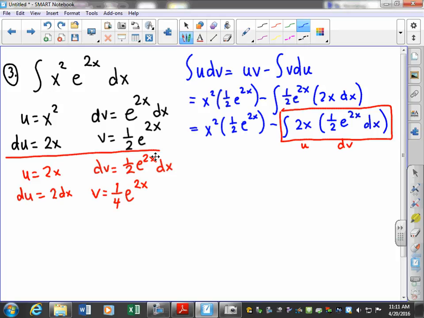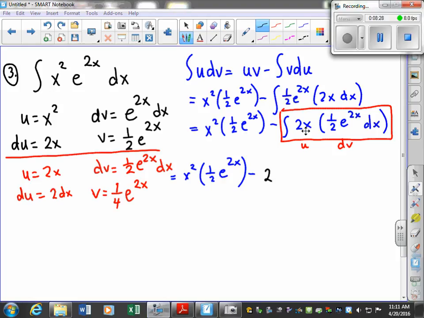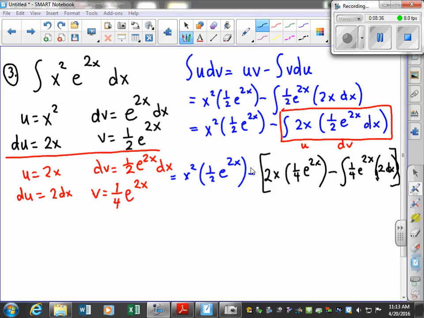Let me see if I could get as much room as possible. So let's just keep carrying down this left-hand side until we're ready to work with it. So we will have our u times our v, so we'll multiply those two together. Okay, and make sure you put that parenthesis because this negative goes to this whole thing. All right, so we should be good there.